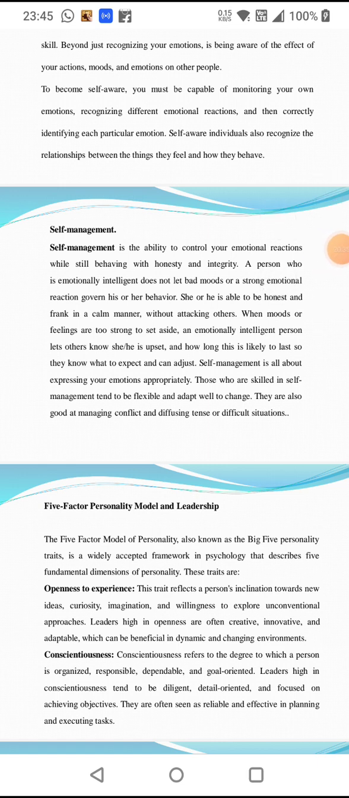So in this video 4 we are done with a part of the trait approach. So next in video 5 we will continue with this approach and move on to the skills approach as well.